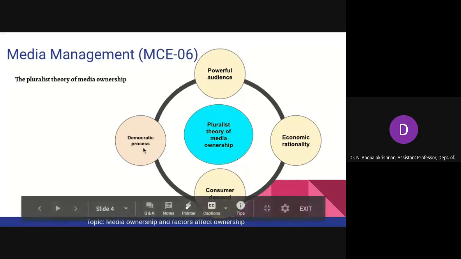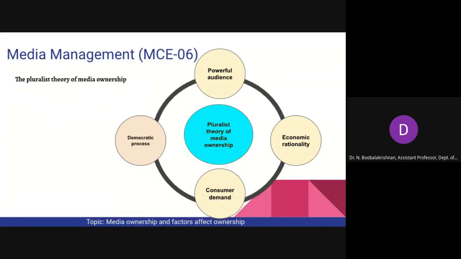Pluralists again argue the fourth factor of the pluralist argument for media ownership: concentration of ownership is a product of economic rationality, because rather than political motives, it is driven by the need to keep costs low and to maximize profits, because it's a business involved in the economic concept. So it has to keep costs as low as possible and maximize the profits.